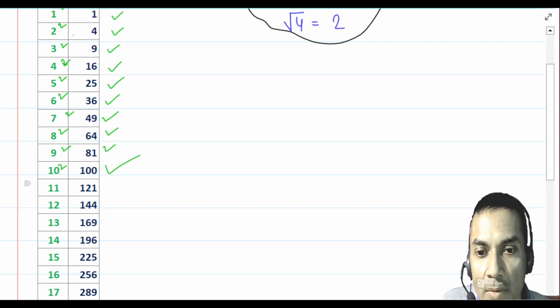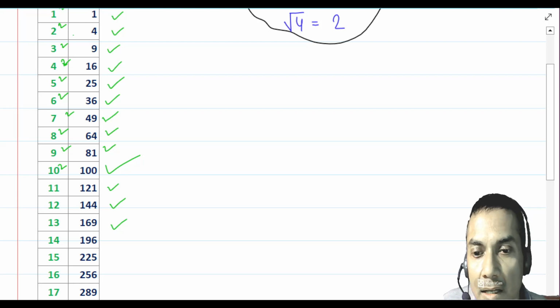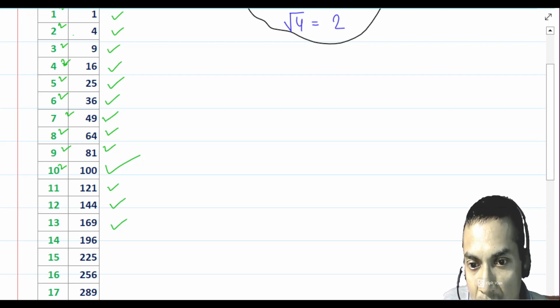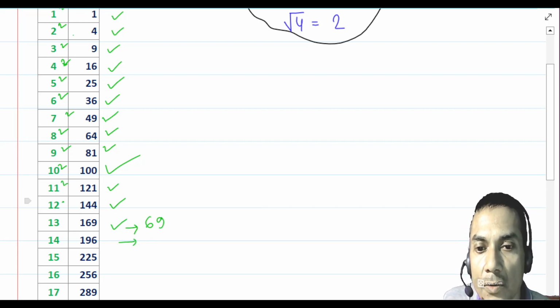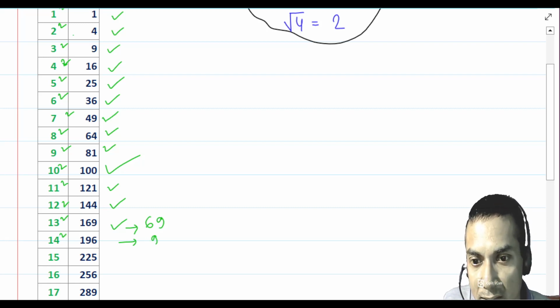Now you have to remember from the 10 series. 11 square, 121. You have to remember that. 12 square, 144. 13 square, 169 and 14 square, 196. Look, the similarity between 13 and 14: for 13 square it is 69, but for 14 square it is 96. So this way you have to remember. One is 69, another is 96.